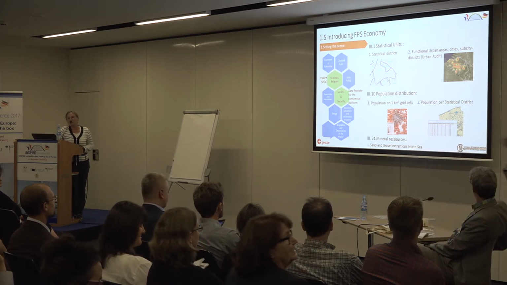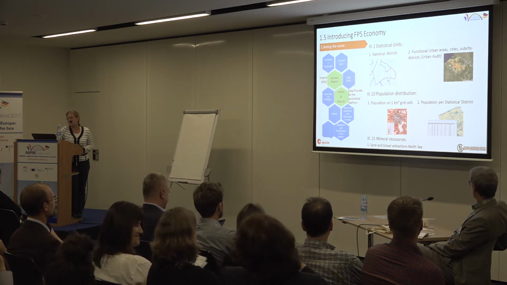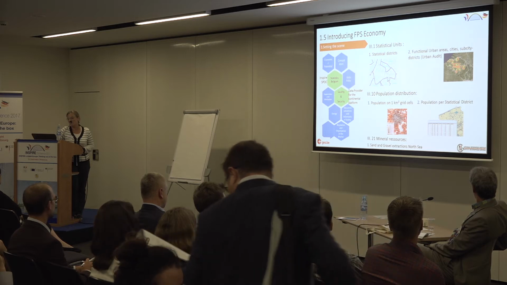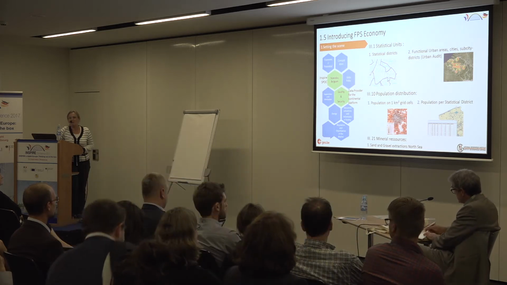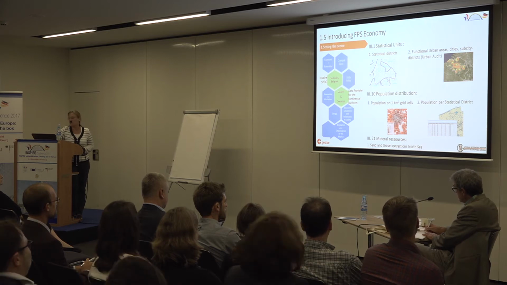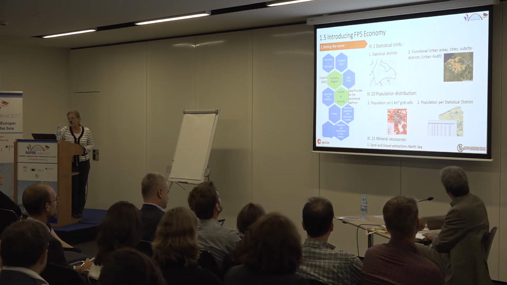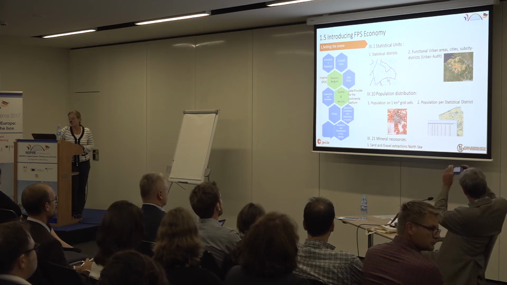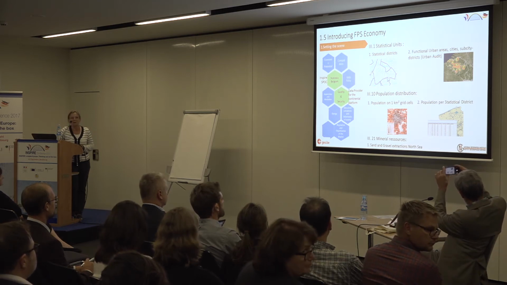We also have, under population distribution, 2 datasets. Population distribution is split according to a 1 kilometer grid or shared with 2 statistical districts. And we have the mineral resources on the seabed regarding sand and gravel extractions.